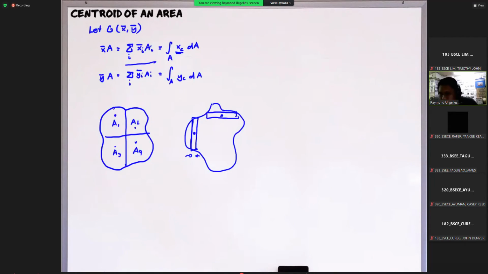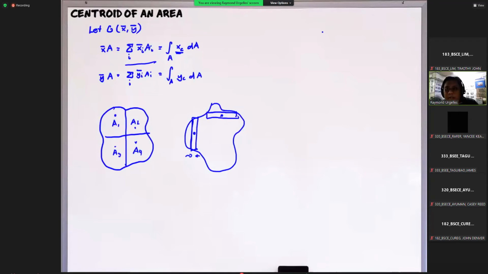Okay? So let's try an example. Again, ito din nakadepende sa problem na kung ano yung gagawin niyo. Pag yung figure natin is hindi natin mahahati into common figures, then it's better to use integration. Pero kung kaya naman natin siyang hatiin sa common figures, we can use yung division. Okay, so i-divide natin siya into common shapes.